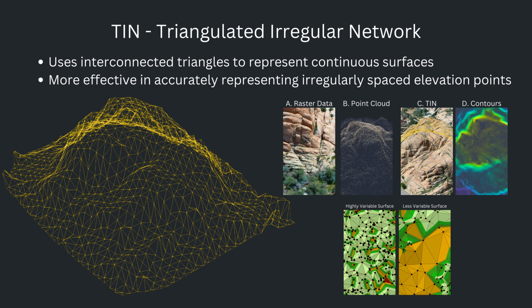A TIN is a type of spatial data structure used to represent continuous surfaces through interconnected triangles. Unlike regular grids, TINs can handle irregularly spaced elevation points, making them effective for detailed terrain representation.